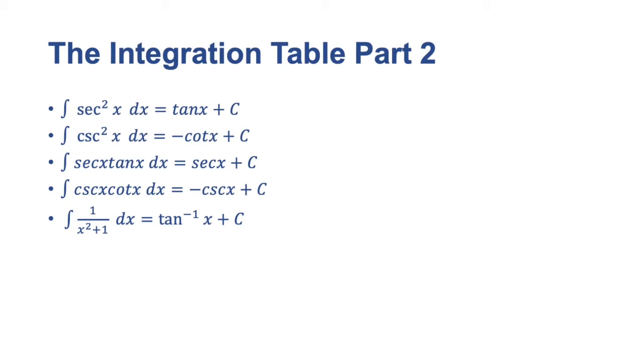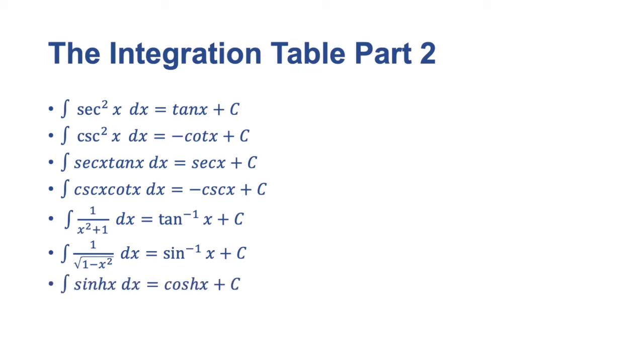If I have 1 over x squared plus 1 dx, then that becomes the inverse tangent of x plus c. If I have 1 over the square root of 1 minus x squared dx, then that becomes the inverse sine of x plus c. All right, we've got a couple more. If I have the hyperbolic sine of x dx, then that becomes the hyperbolic cosine of x plus c. And finally, if I have the integral of the hyperbolic cosine of x dx, then that goes to the hyperbolic sine of x plus c.